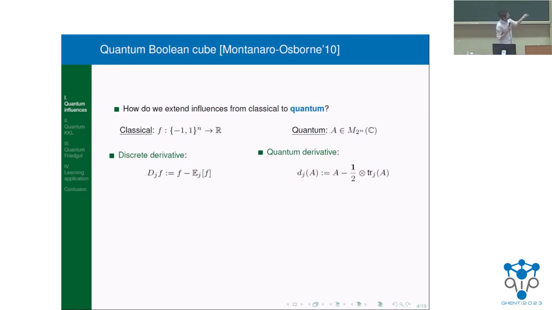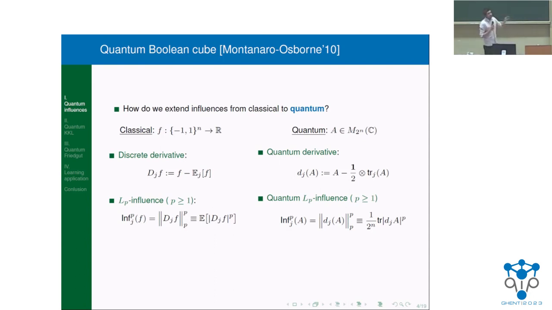So for this, I first have to define the notion of a discrete derivative. When you apply it to a function that can take real values, it's just defined as the function minus the average of the function on the jth bit. So this can be easily extended to the quantum case. You just take the quantum derivative of a matrix A over a vector space of dimension 2 to the n to be A minus 1/2 of the partial trace corresponding to the qubit you're considering applied to this matrix A.